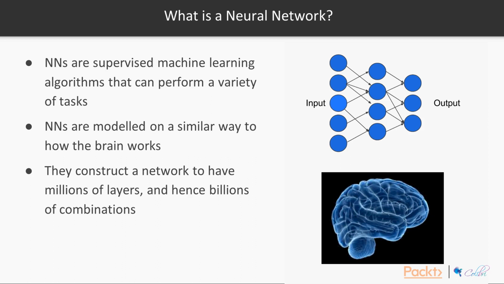So what is a neural network? They're supervised machine learning algorithms that can perform a variety of tasks, but primarily they do classification, and they're modeled in a similar way to how the brain works. What you do is you set up millions of neurons in the network, and they all connect in various ways to each other, in a similar way to how the brain works. The advantage of this is there are so many possible combinations of weights and connections that you can basically train anything to match your data.